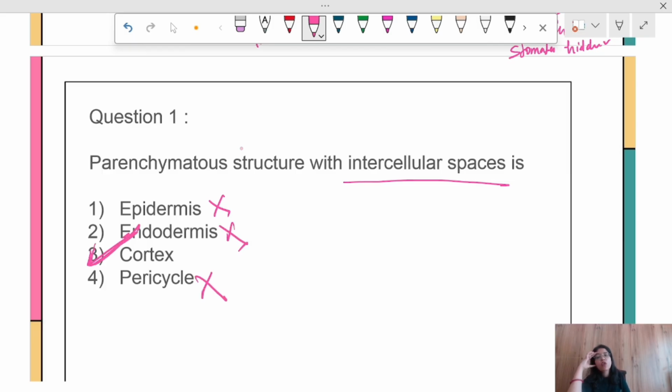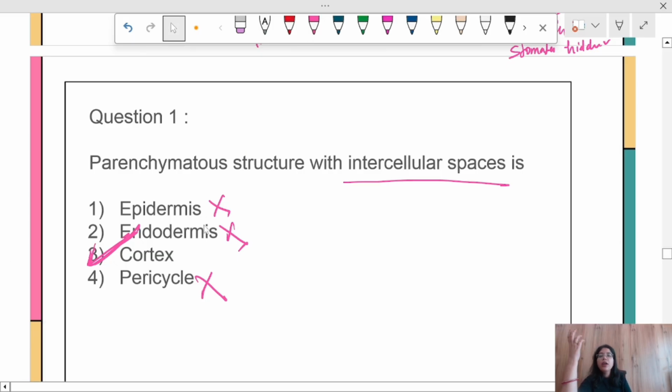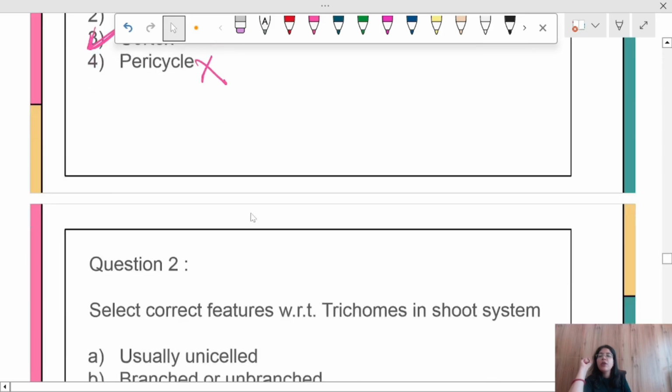Then is cortex the answer or not? Does the cortex have intercellular spaces or not? Remember about the root. I have shown you that figure. A lot of intercellular spaces were there in the cortex.